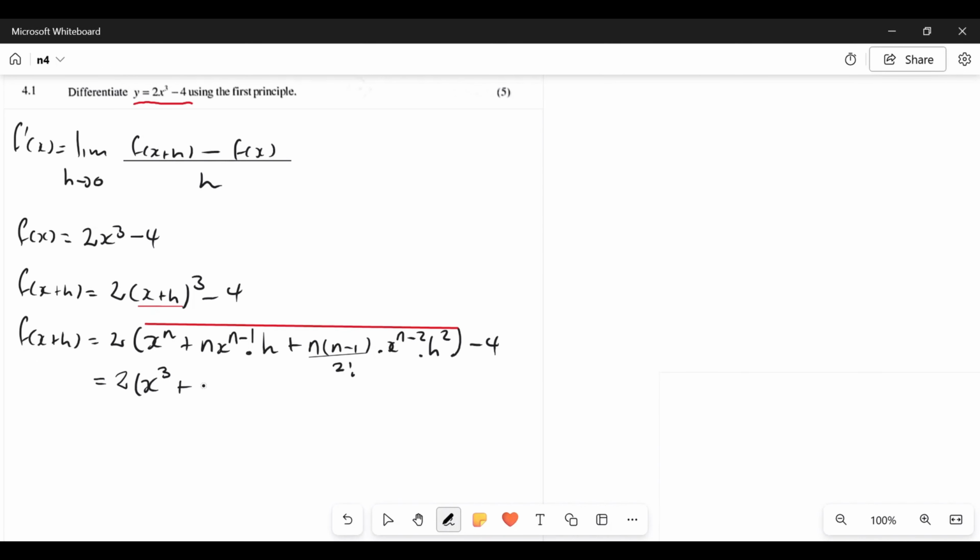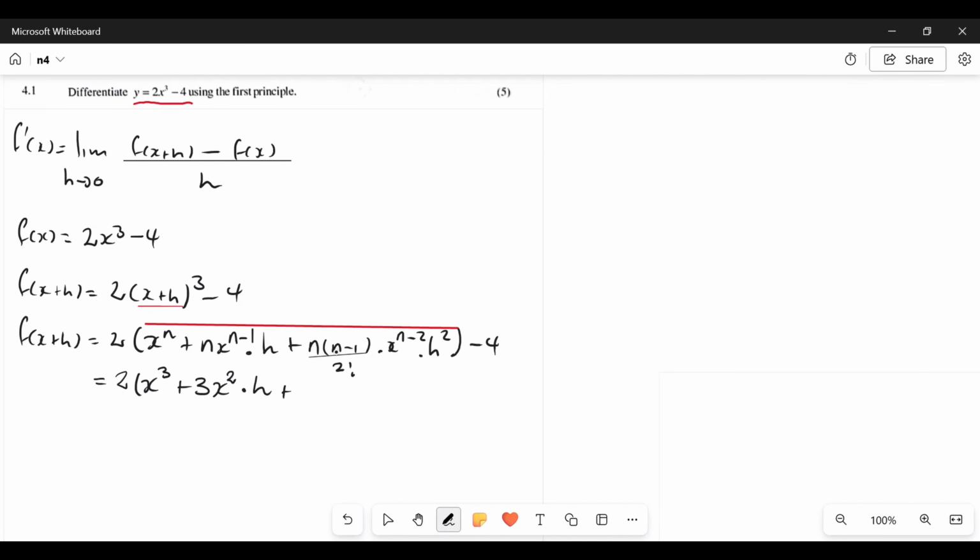Now let's do the second term. The second term we have n. We already established that n is equal to 3. And we have x to the power of n minus 1. So this is going to be 3 minus 1, so you can write it as 2. And then we have multiplied by h. What is h? H is actually h there. So you just write h there, plus.